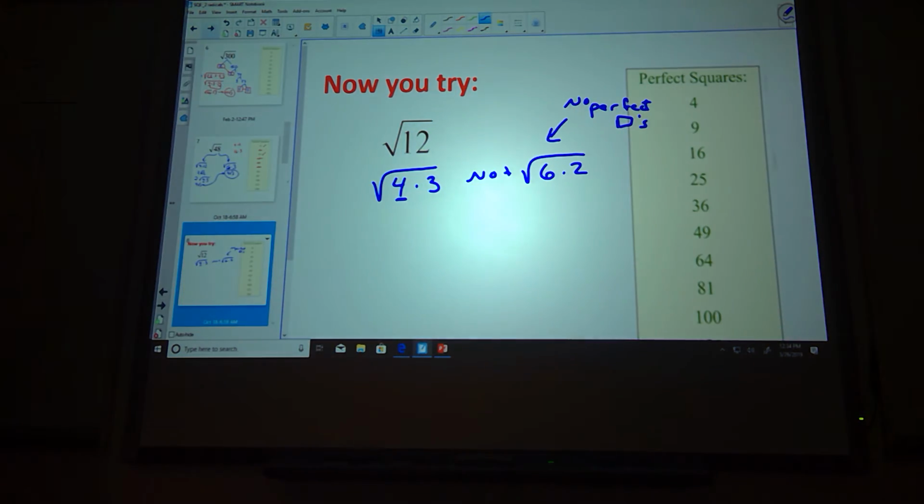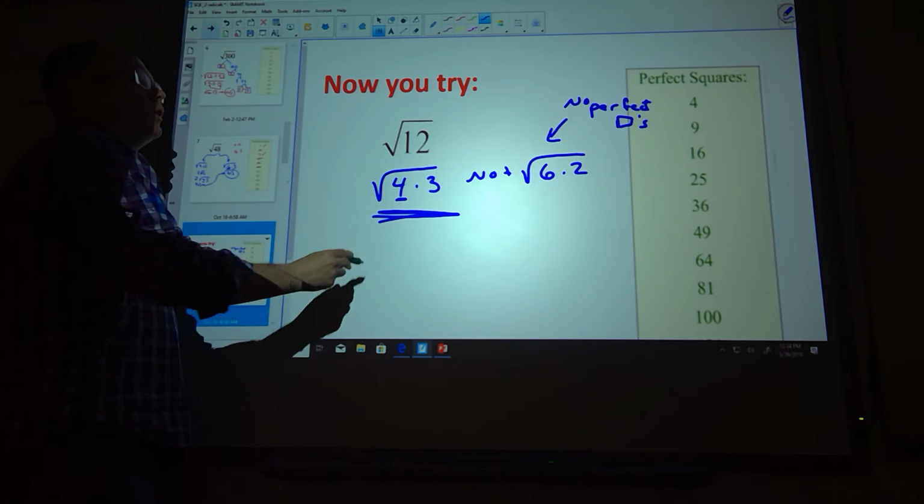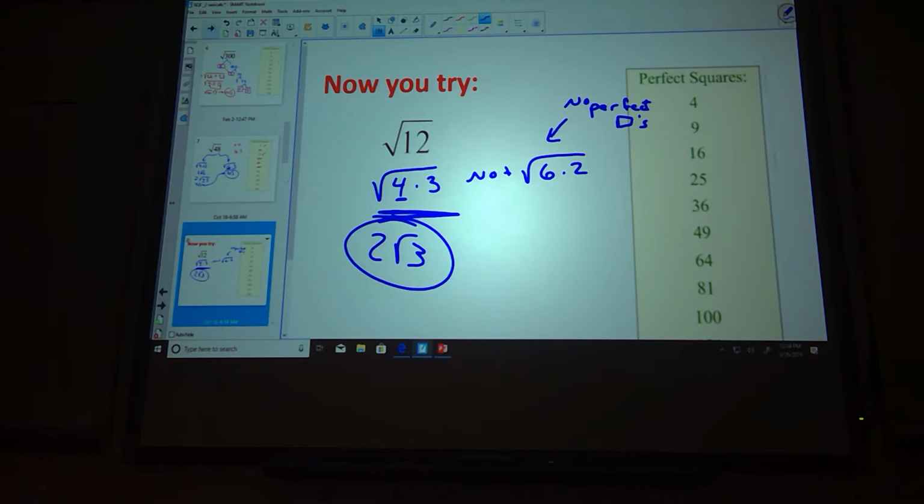I used 4 and 3 because 4 is my largest perfect square that works. I'm not going to use 6 and 2, though 6 times 2 is indeed 12. 4 is the largest perfect square that works. So what should my answer come out to from here? 2 root 3. Awesome. And very well said. Okay? Root 6 times 2 is not incorrect. It's just that it doesn't break down as quickly. May I move forward?